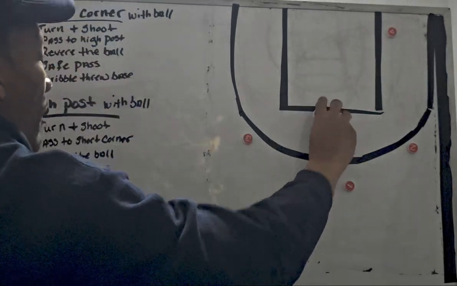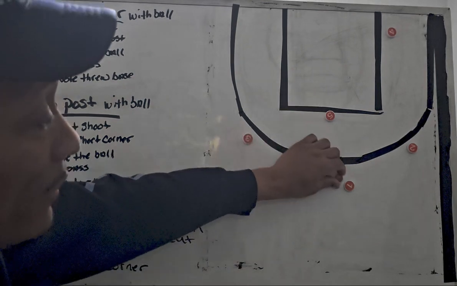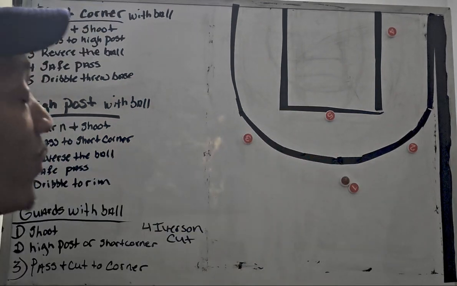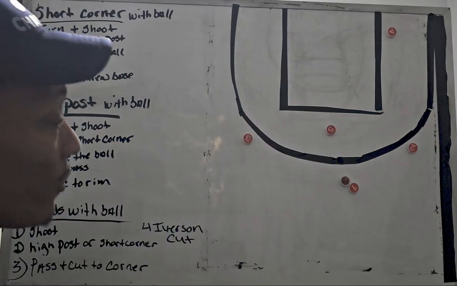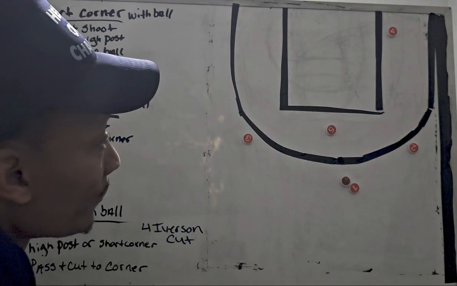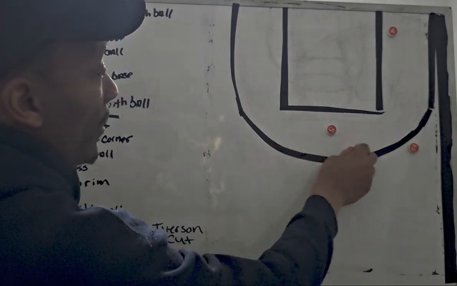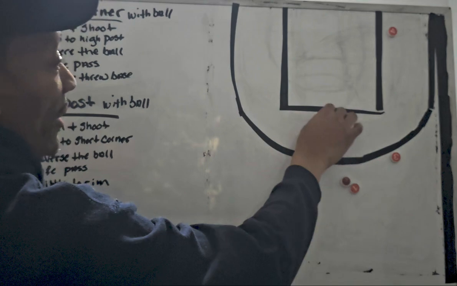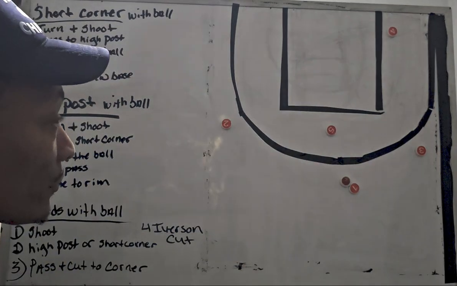Okay? The other option that we have is the Iverson cut. The Iverson cut is when we pass to one side and the other side sets a back screen. Well, first let me say the Iverson cut is when we say Iverson cut, this guy goes over top, this guy goes underneath, and we're just switching. And then we can pass the ball.